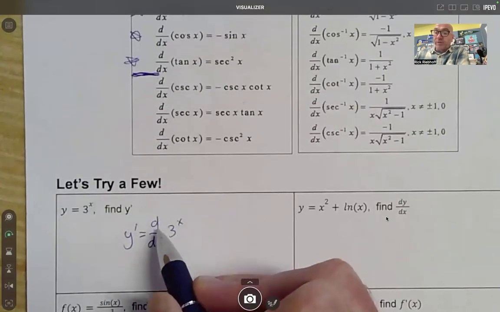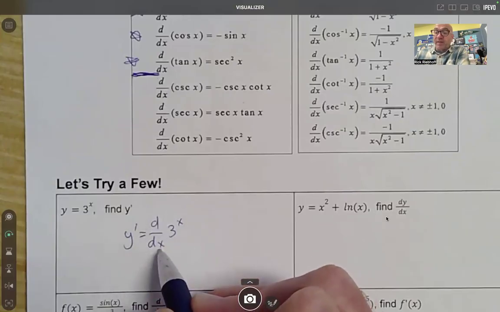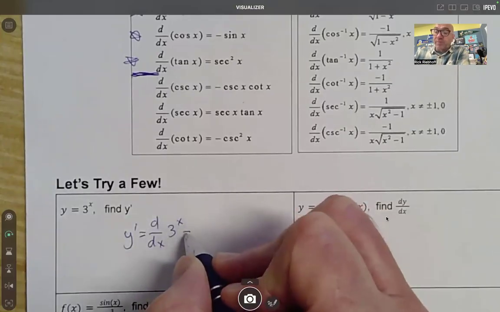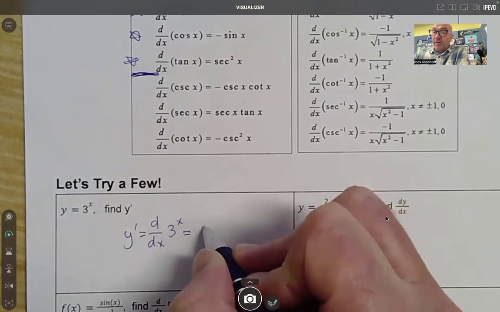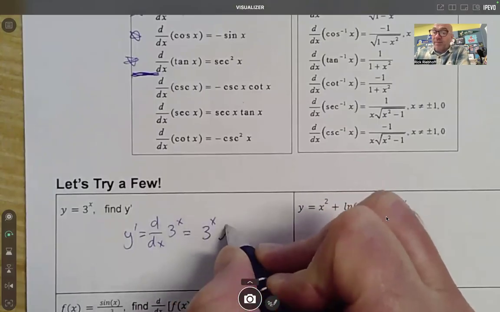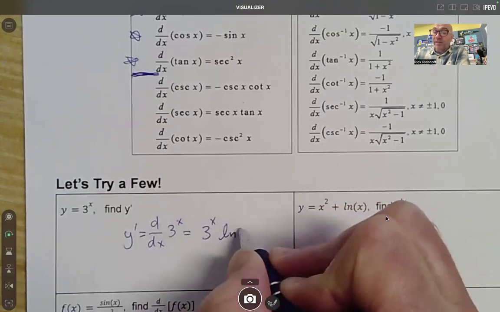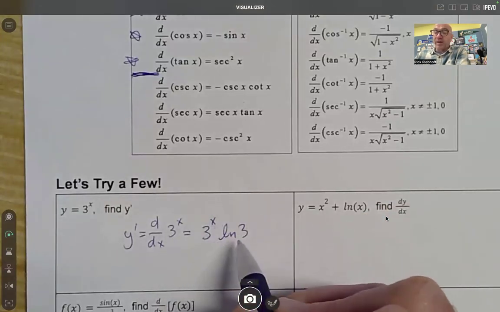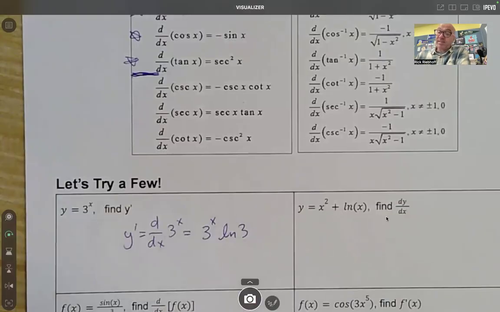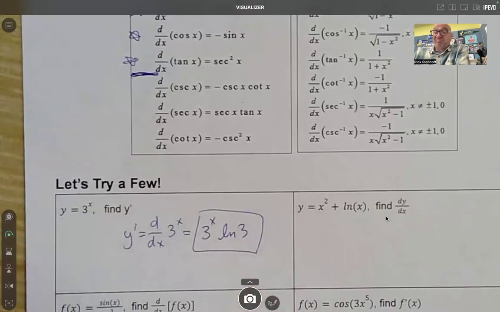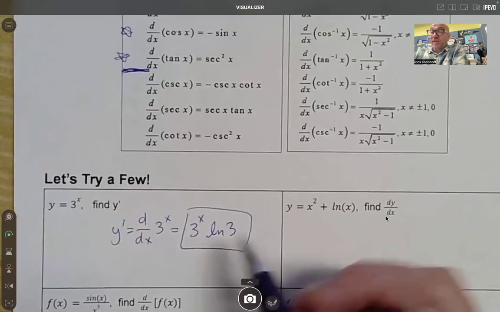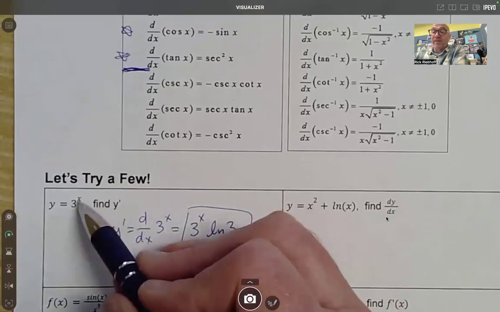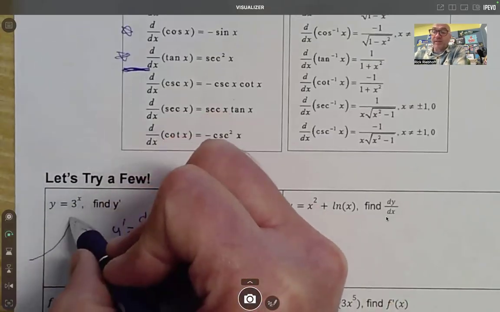Y prime is equal to the derivative with respect to x of 3 raised to the x power. That's going to be 3 to the x times ln of the base itself. That's it. 3 raised to the x times the natural log of 3. There we go. And this tells us the slope at any point of this, right? 3 to the x is this, right?